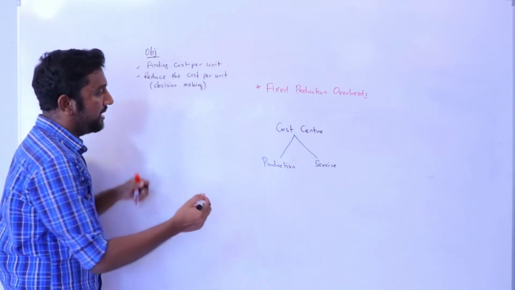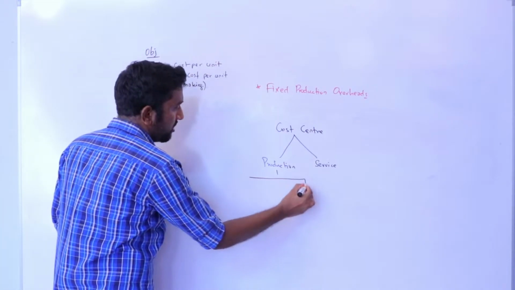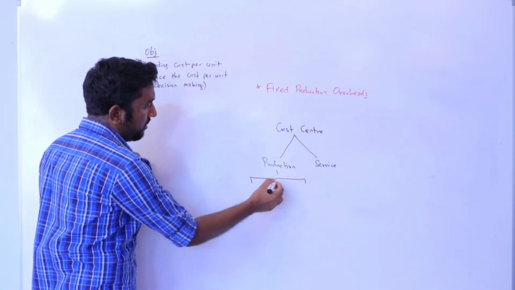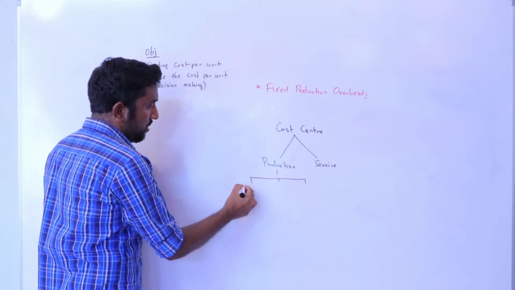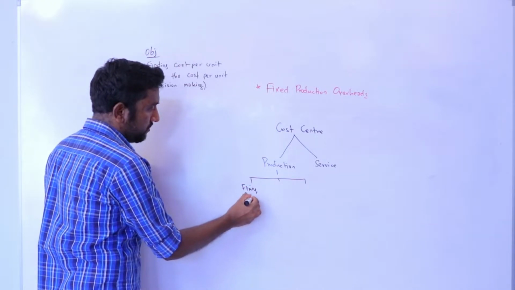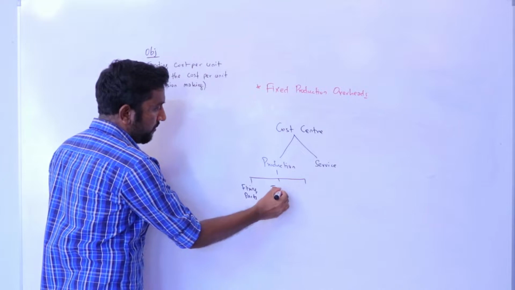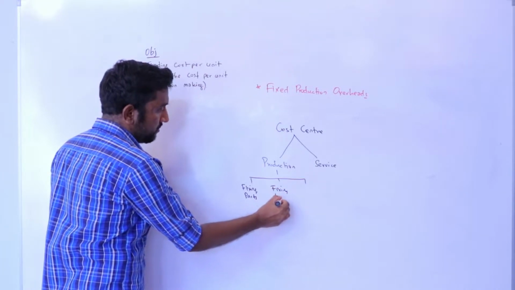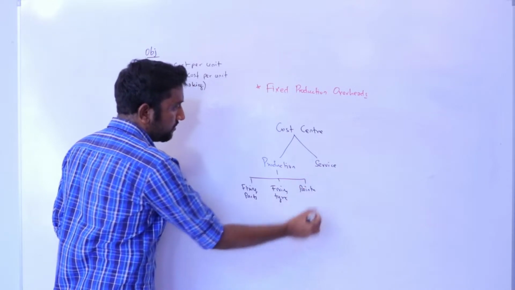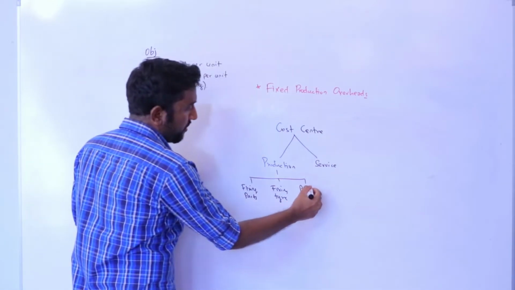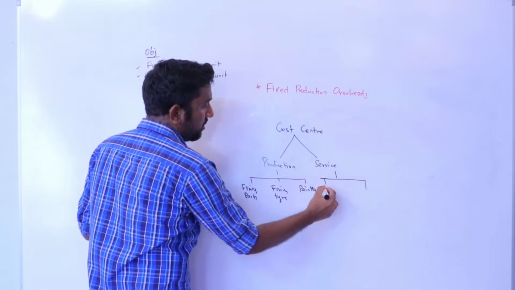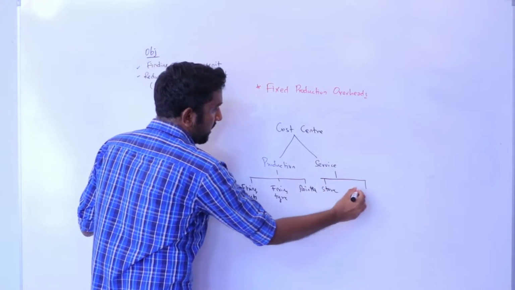So let's have an example. We are having 3 production departments. So we are producing a car and we are having, let's say, a fixing part department. Then they will fix the tires, so there's a department to fix the tires. Then they will do the painting. So this is the painting department. Service, we have store and canteen.